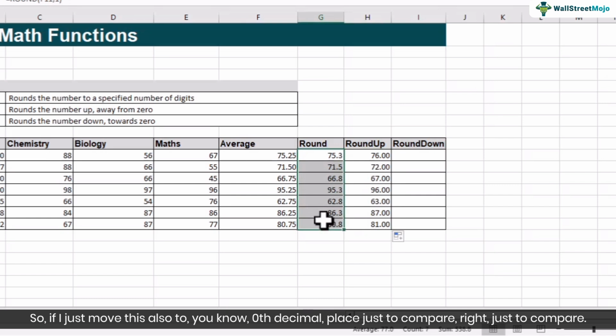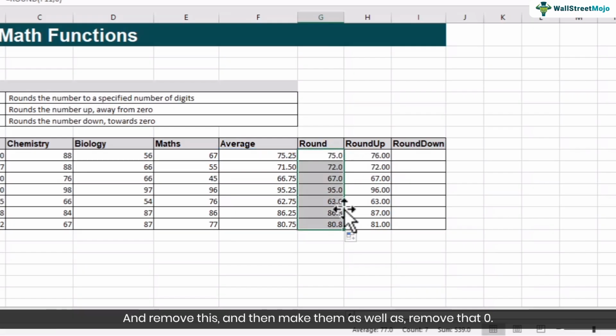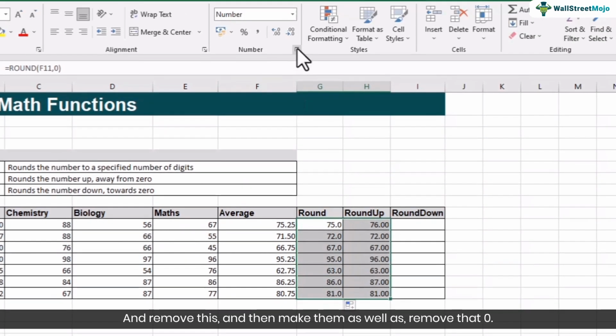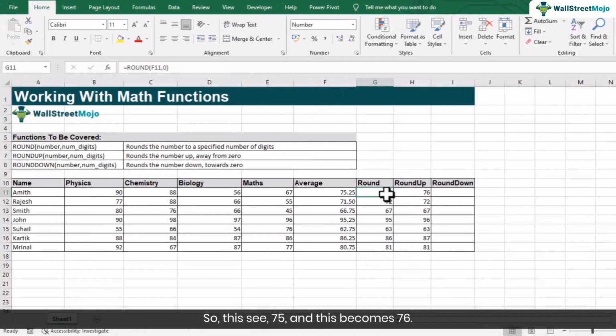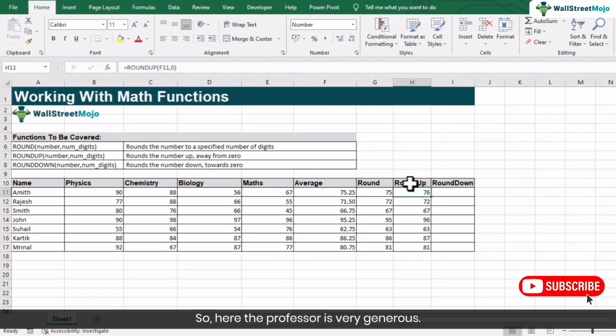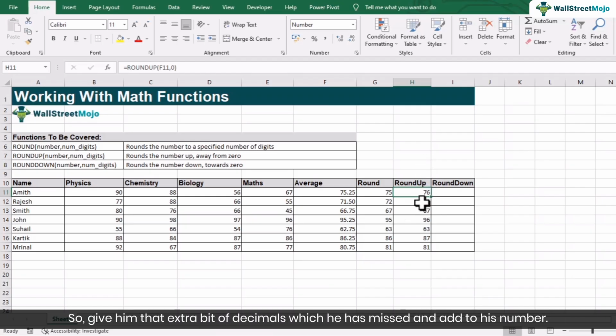So if I just move this also to the 0th decimal place, just to compare, and remove this and that 0. So see, this is 75 and this becomes 76. Even if it's 0.25, it goes to 76. So round up will take it to the ceiling, to the highest number. So 71, 72, 66, 67, 95. So here the professor is very generous. He says that anybody who gets 75 point something, let him go to the next number. So give him that extra bit of decimals which he has missed and add to his number.